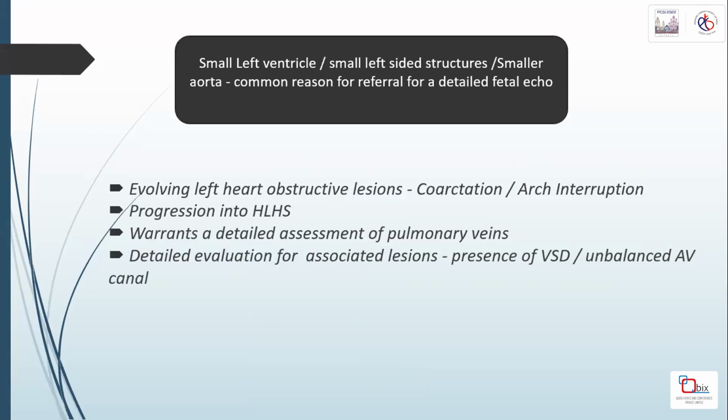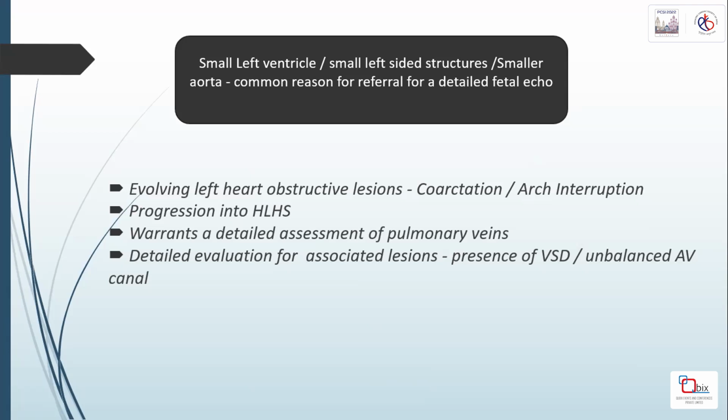So a small left ventricle, a small left-sided structure, smaller aorta, these form a very common reason for referral for a detailed fetal echo. So whenever I get such a referral, I would do a detailed assessment. The first thing is to look for evolving left heart obstructive lesions, like a coarctation or an arch interruption. Look for progression into a hypoplastic left heart syndrome.